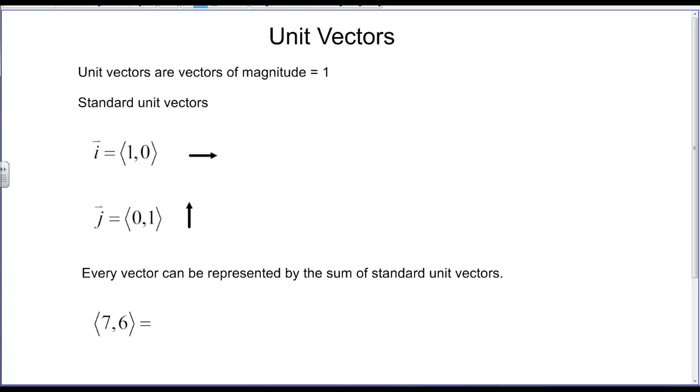Next we're going to talk a little bit about something called unit vectors. A unit vector is a vector of magnitude 1, which makes sense, just like the unit circle was a circle with a radius of 1. The standard unit vectors are called i and j, i being a vector of unit 1 pointing directly in the horizontal direction, j being a vector of unit 1 pointing directly in the vertical direction.